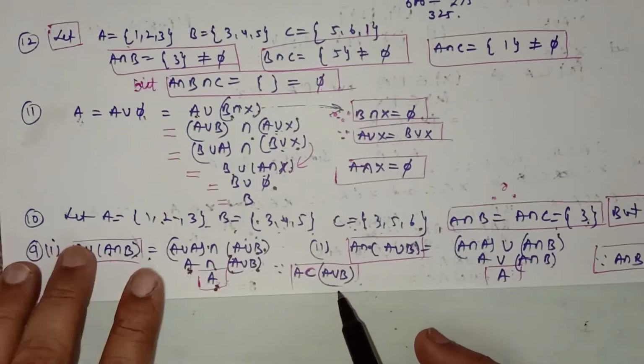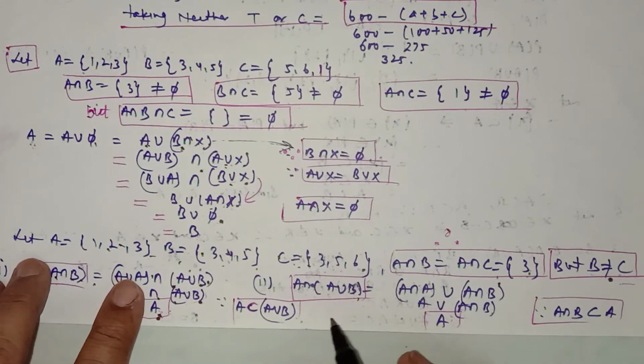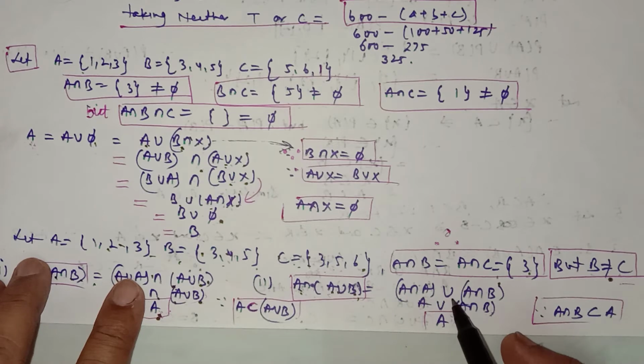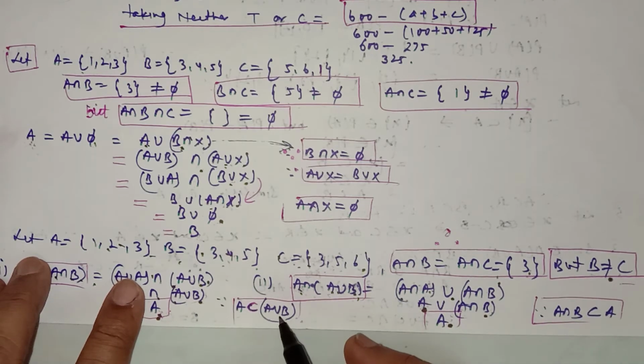Similarly, in the second part, A intersection A union B, using the distributive law, A intersection A, A intersection B, in between we have union sign. A intersection A is A, because common in A and A will be A, and the union of A and A intersection B will be equal to A, because A intersection B is a subset of A, and A is a subset of A union B.